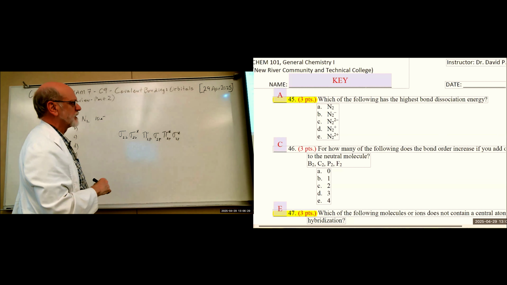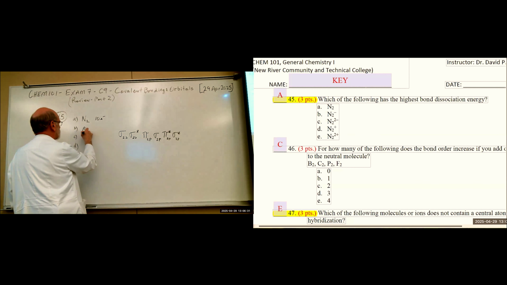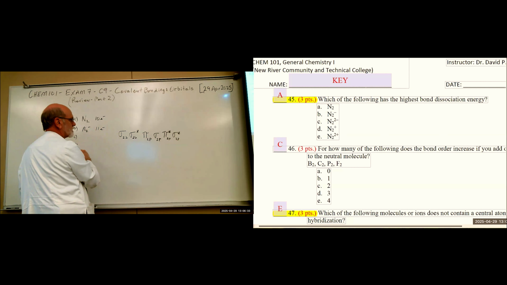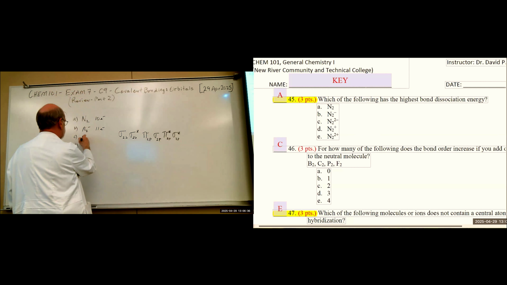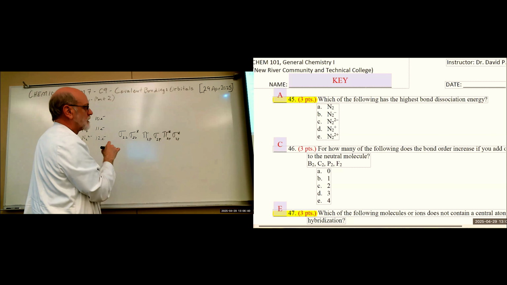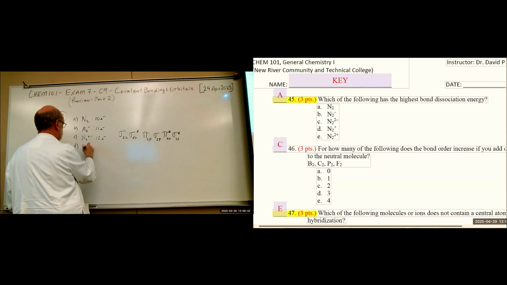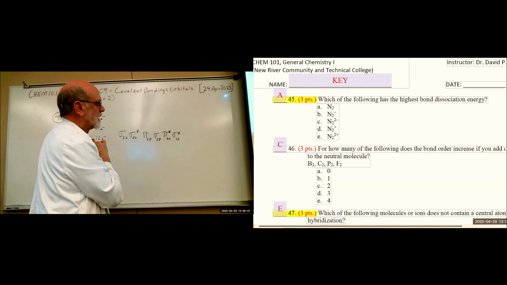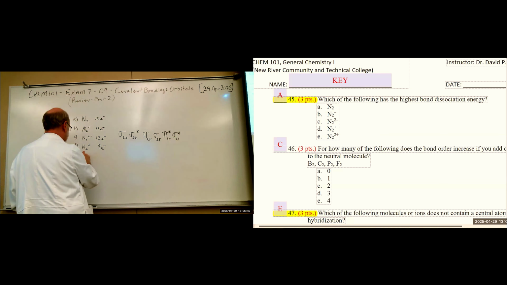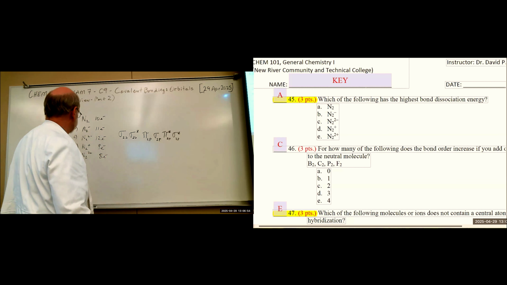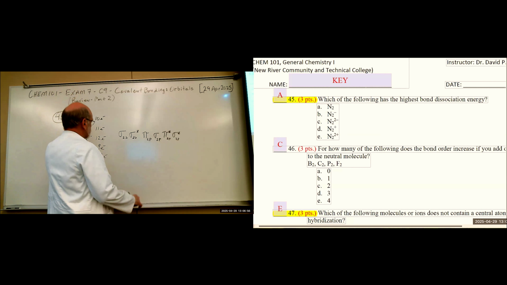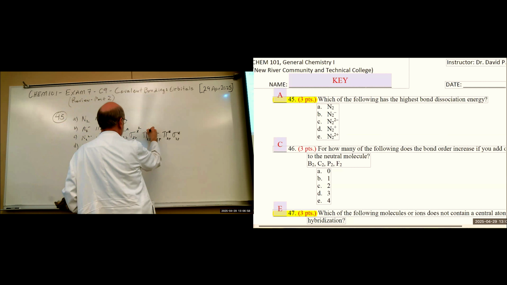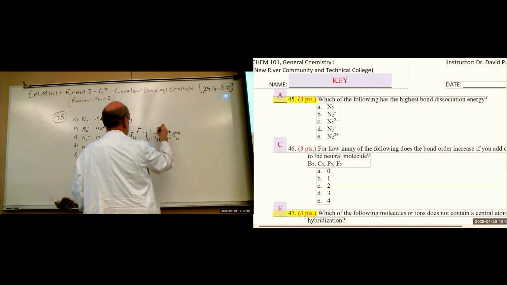And let's just put the rest of them up there. N2 minus has 11 electrons. N2 2 minus has 12 electrons. N2 plus has 9 electrons. And N2 2 plus has 8 electrons. Okay. If we start with this one, 2, 4, 8, and 10.